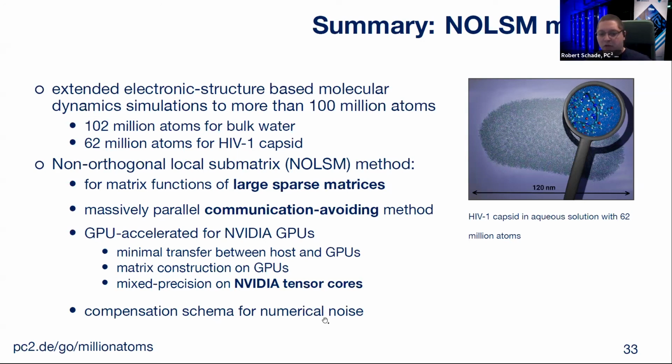We've also shown that one can set up a compensation scheme based on a modified Langevin equation to compensate for numerical noise and achieve accurate thermodynamical averages that we are interested in from the physical side.